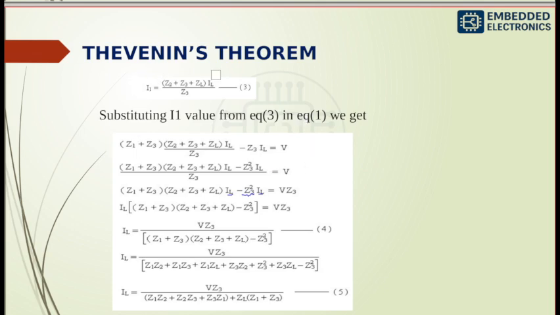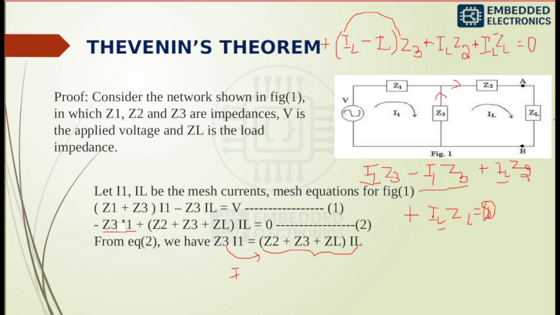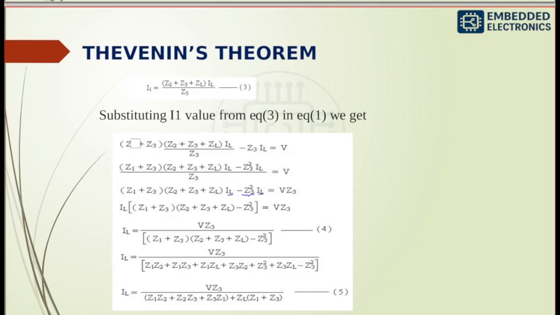So substitute this I1 equation in this first equation. So Z1 plus Z3, here you need to write the I1 equation and then keep the rest as it is. Then the equation becomes like this. Now you need to take the LCM, or multiply and divide by Z3 for this. Then it will become like this. So now you need to move this to the right side, then it will become VZ3, remaining right as it is.